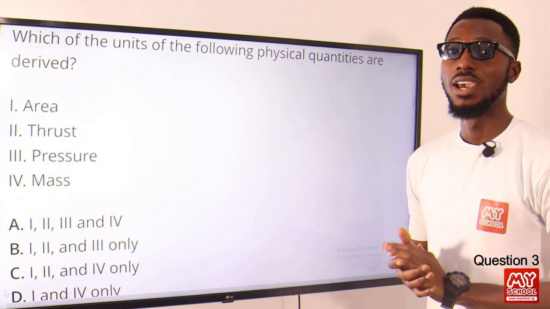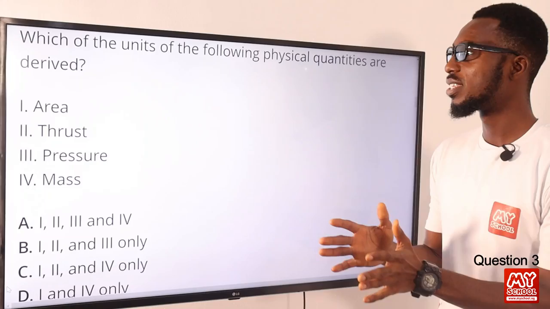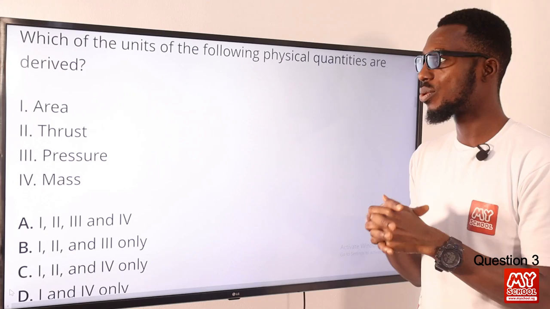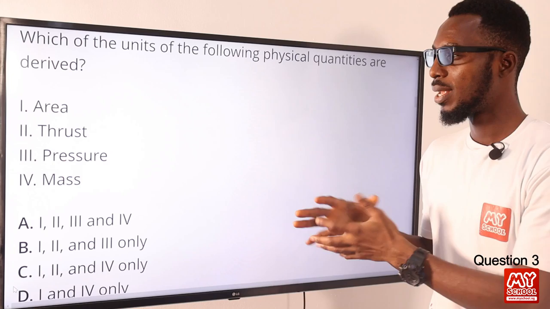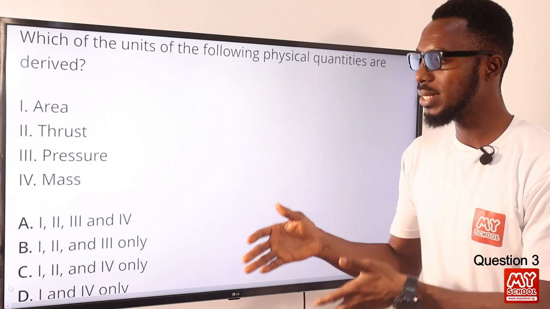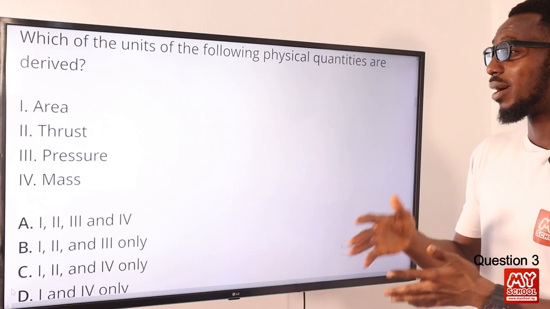Question 3. Which of the units of the following physical quantities are derived? We have fundamental quantities and we have derived quantities. Derived quantities, you get them from the combination of two fundamental quantities or two different quantities. The fundamental quantities, the basics, are mass, length, time, temperature, amount of substance, and electric current, that's measured in ampere.